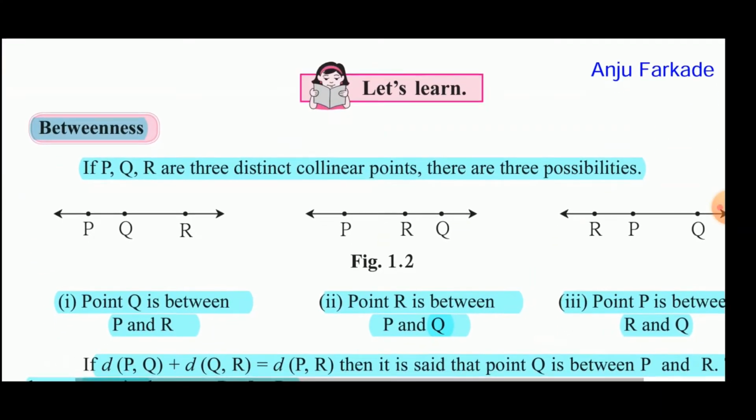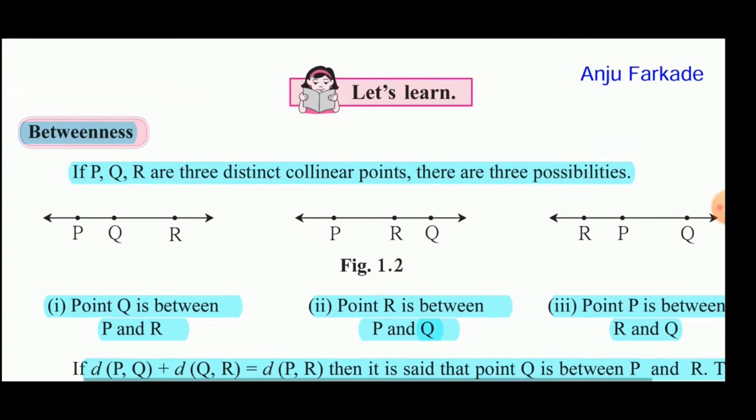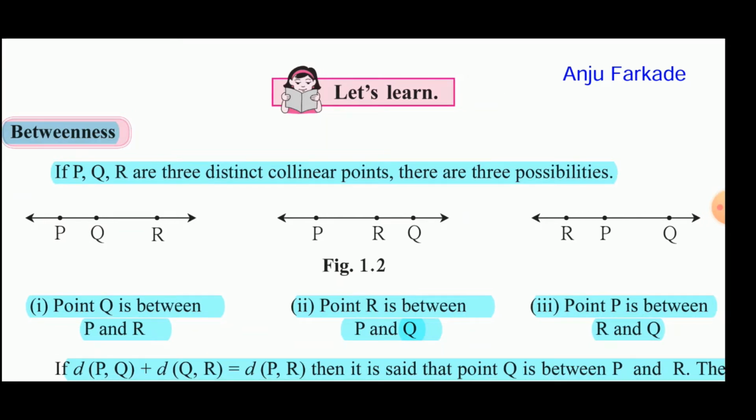Next we will see what we mean by betweenness. Betweenness means that if P, Q and R are 3 distinct collinear points, then there are 3 possibilities. What are the possibilities here? Either Q lies between P and R, or R lies between P and Q, or P lies between Q and R.